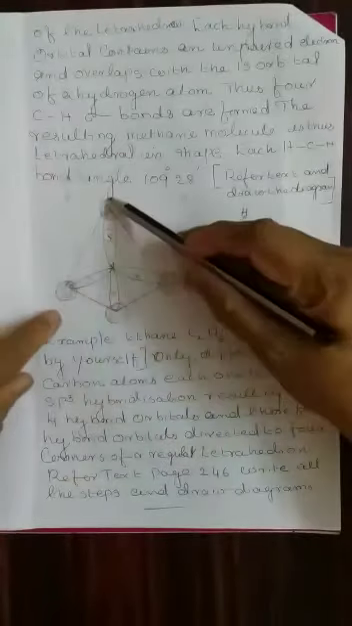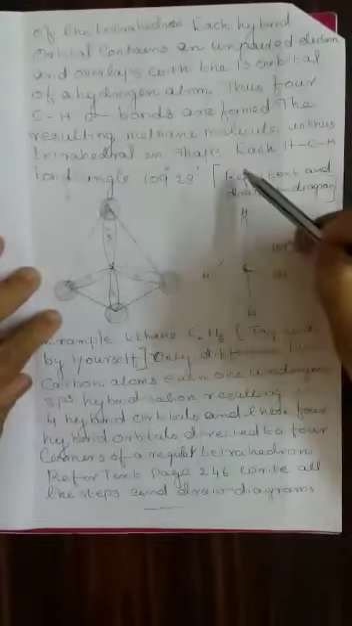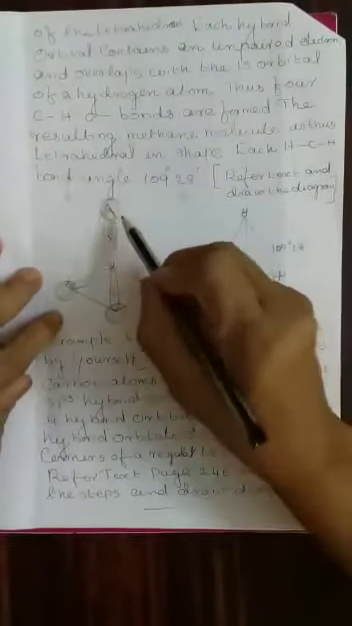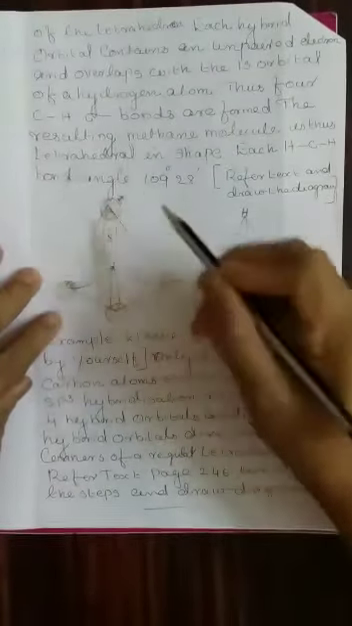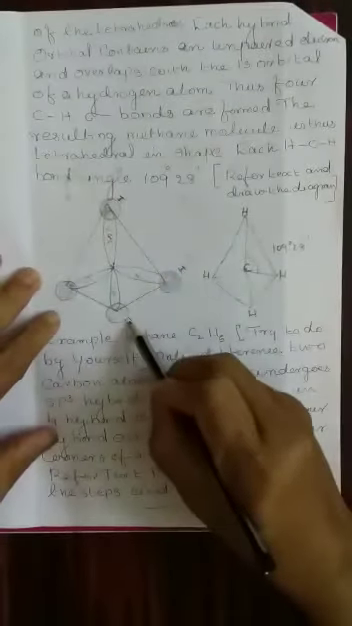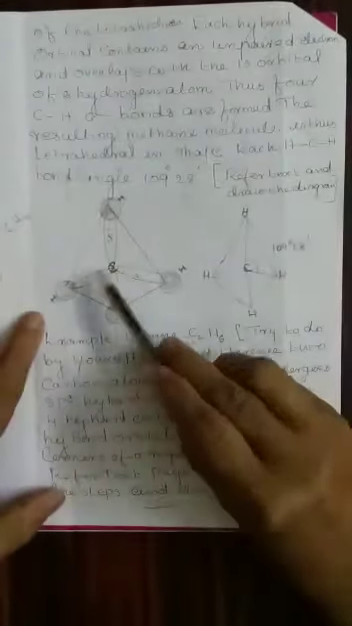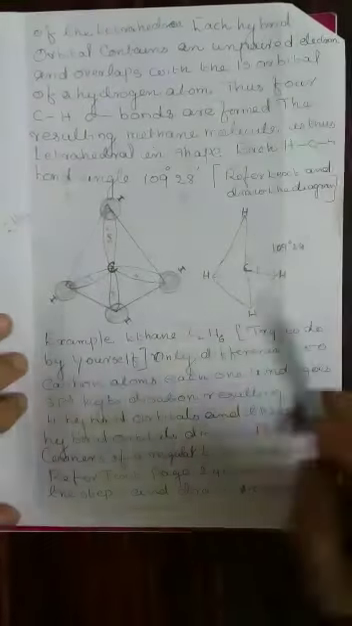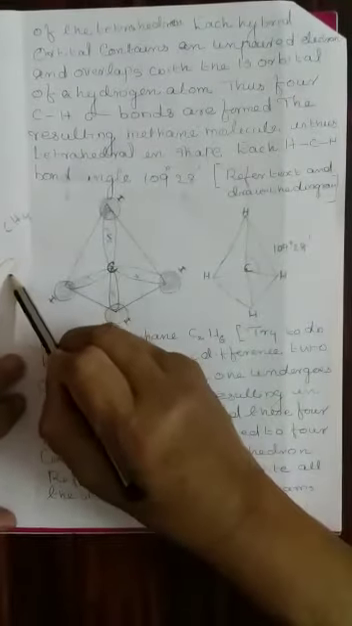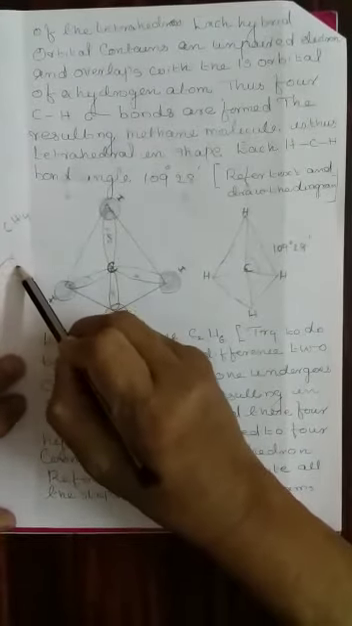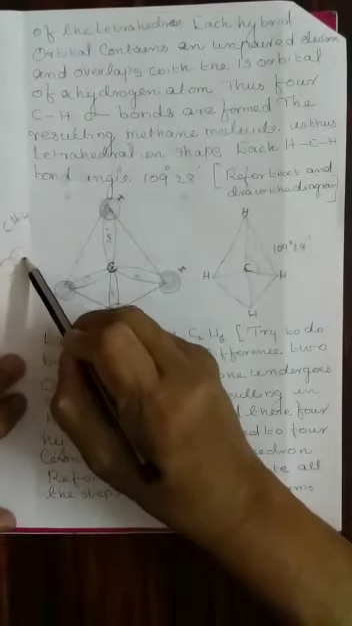And each sp3 hybrid orbital will overlap with the 1s orbital of a hydrogen atom. This is the hydrogen atom. These are the 4 hydrogen atoms, and the center one is carbon. The central atom is carbon. That is why the formula is CH4. And one of the most important factors is that when 2 orbitals undergo overlapping, this is called head-on overlap.